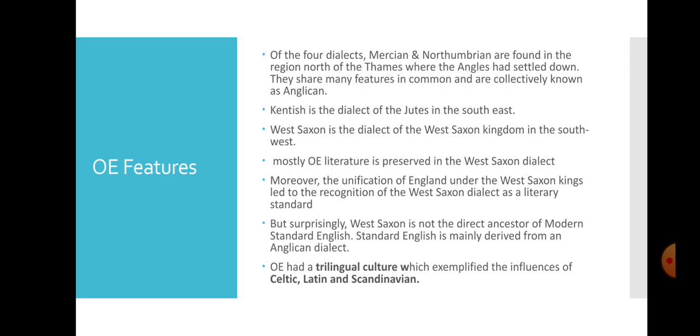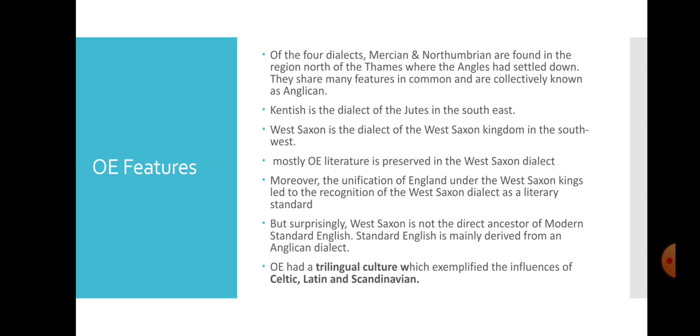The Anglican dialect became prominent in the region where the Angles settled down. That is, the Mercian and Northumbrian dialects were commonly called the Anglican dialect. I have already told you, right? This Anglican dialect is the ancestor of our standard English or modern English.